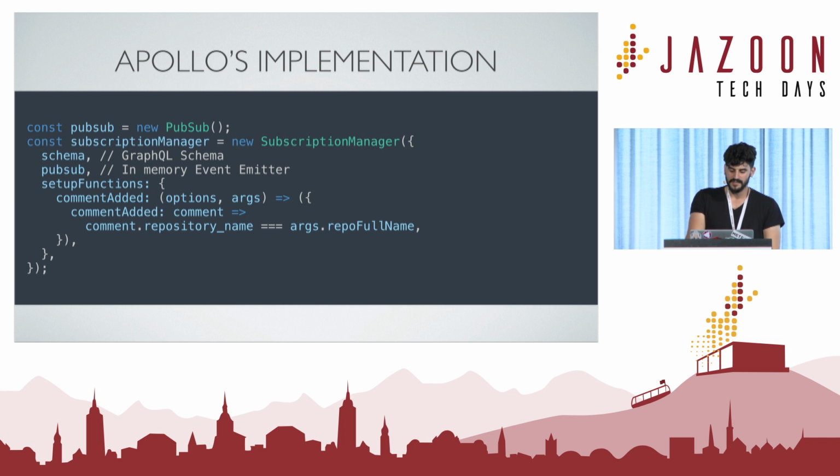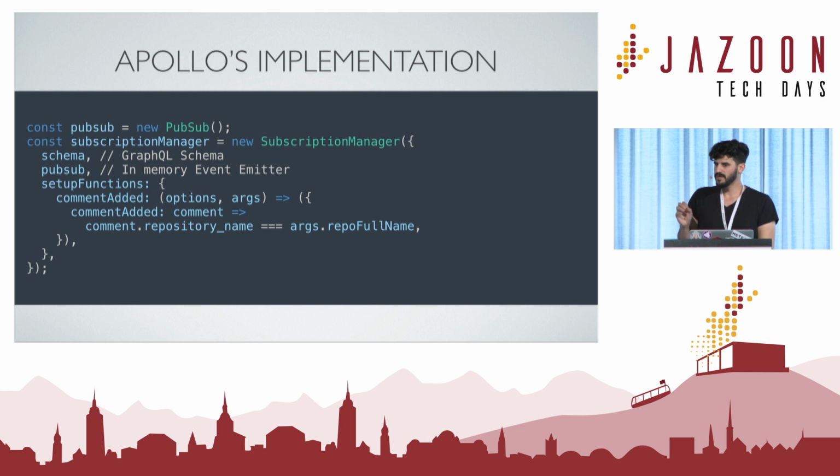So we give it our schema that we've just created, a pub sub engine, which is shipped actually with the same package, and it's actually a simple event emitter, and a map object between subscription and trigger topics. In our example, we use only one trigger topic, same as our subscription, but we pass a filter to it that allows us to only evaluate comment-added events when it's related to our subscription repo.